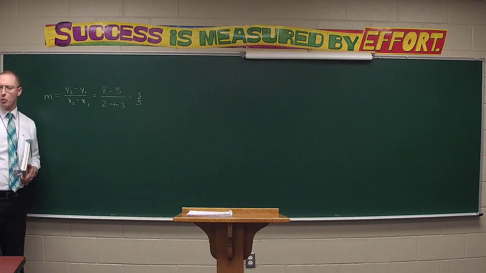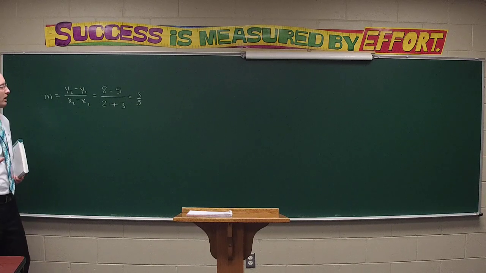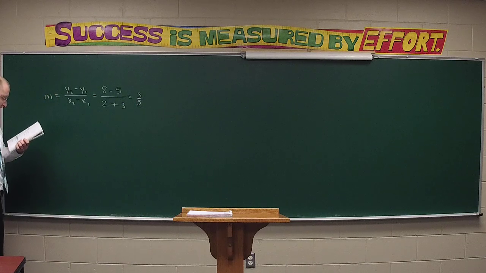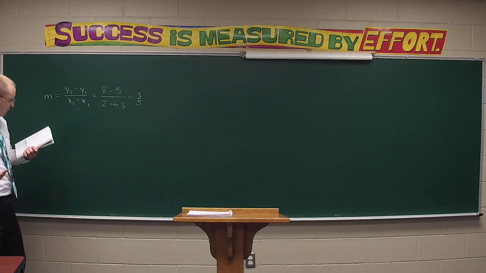All right, what is slope, by the way, class? It's what over what? Rise over run. So this line rises 3 for every 5 that it runs forward. Same thing on number 2. Finding the slope, y2 minus y1 over x2 minus x1.